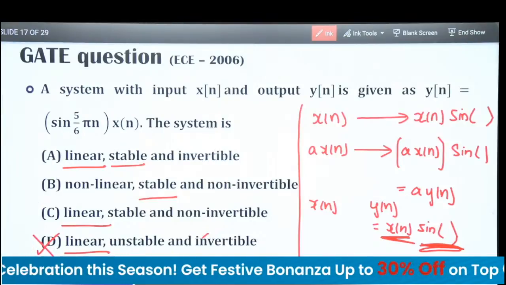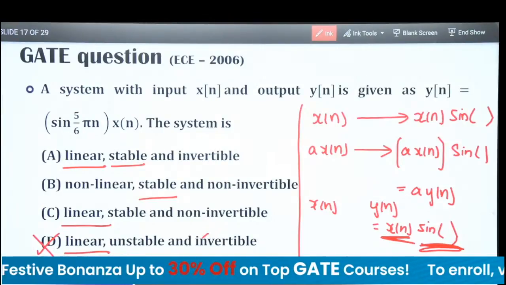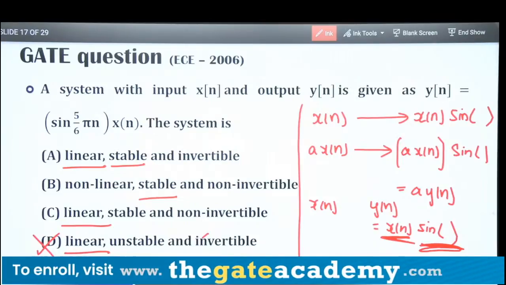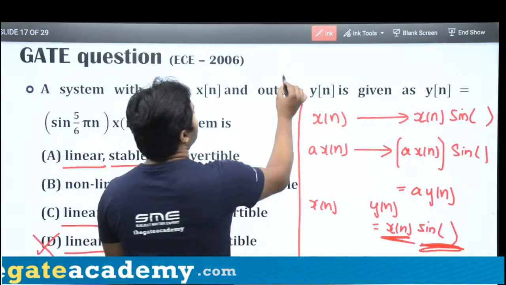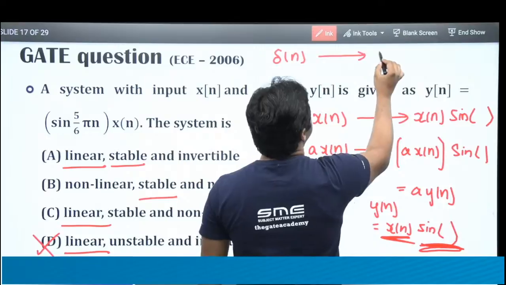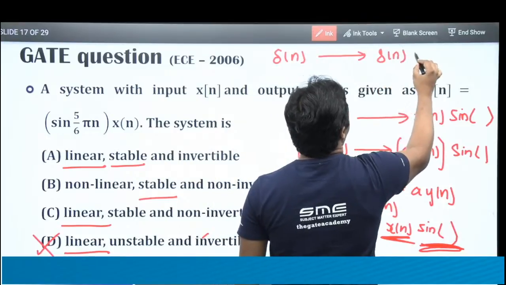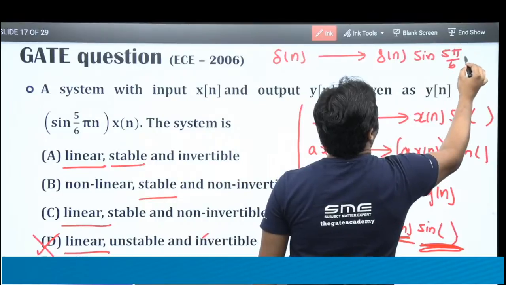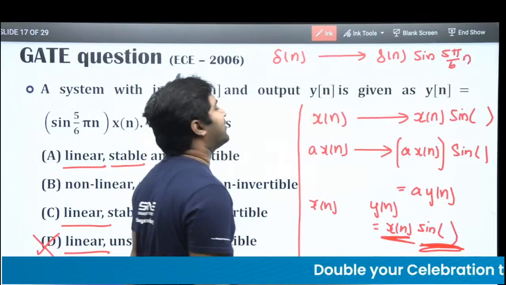Now what about invertibility? Let us say I am giving an input called del of n. The output is del of n times sine of pi by 6 n. That is, del of n multiplied by sine of pi by 6 n.